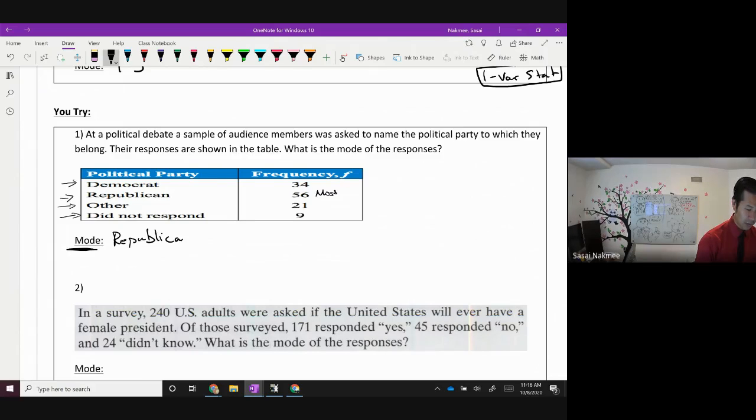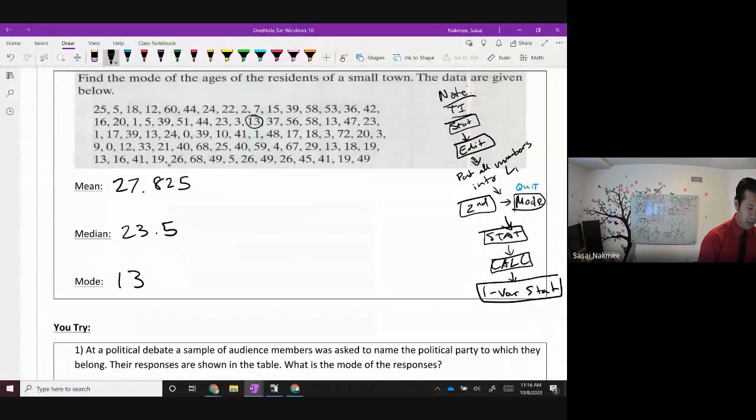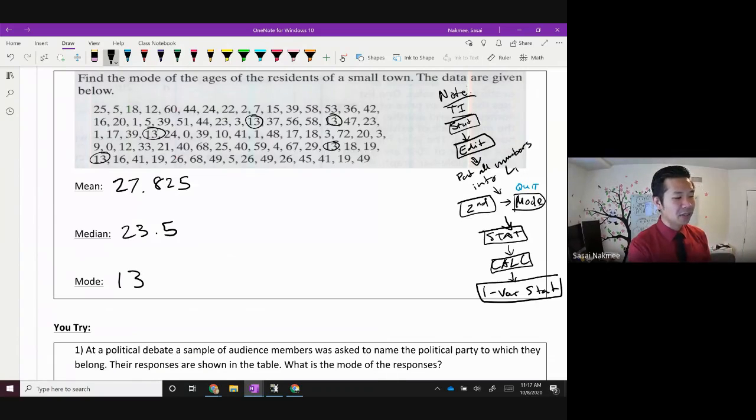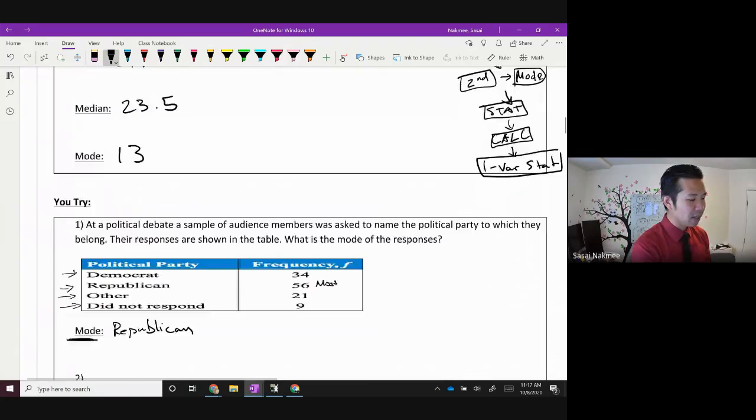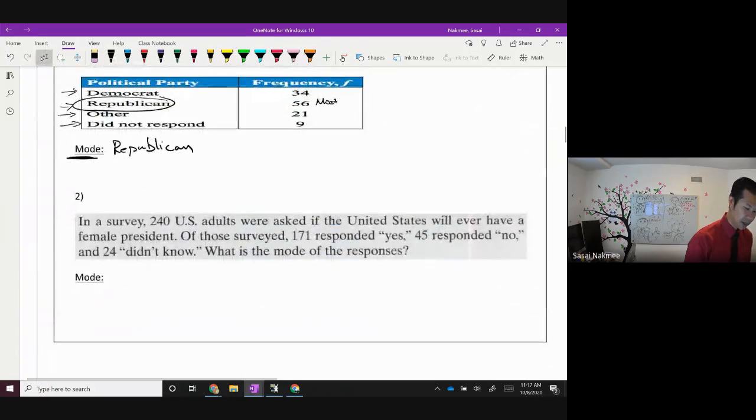So I hope you guys see the difference there, right? The mode in this one was 13 because that's the thing we were looking at, was their actual age, and we saw that there were like 5 of them. So that was the most of the ages that shows up in this small town. In this case, what shows up the most is Republican, right? And that comes up as not 56. The mode is actually the word Republican in this case. Okay. So anyways, that's that one.